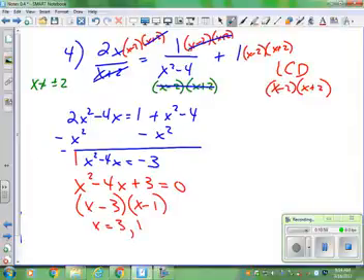Look at my restrictions. My restrictions are negative 2 and positive 2. That's not what I've got here. So those restrictions do not make the denominator 0. I mean, these solutions don't, so they are actually the solutions.